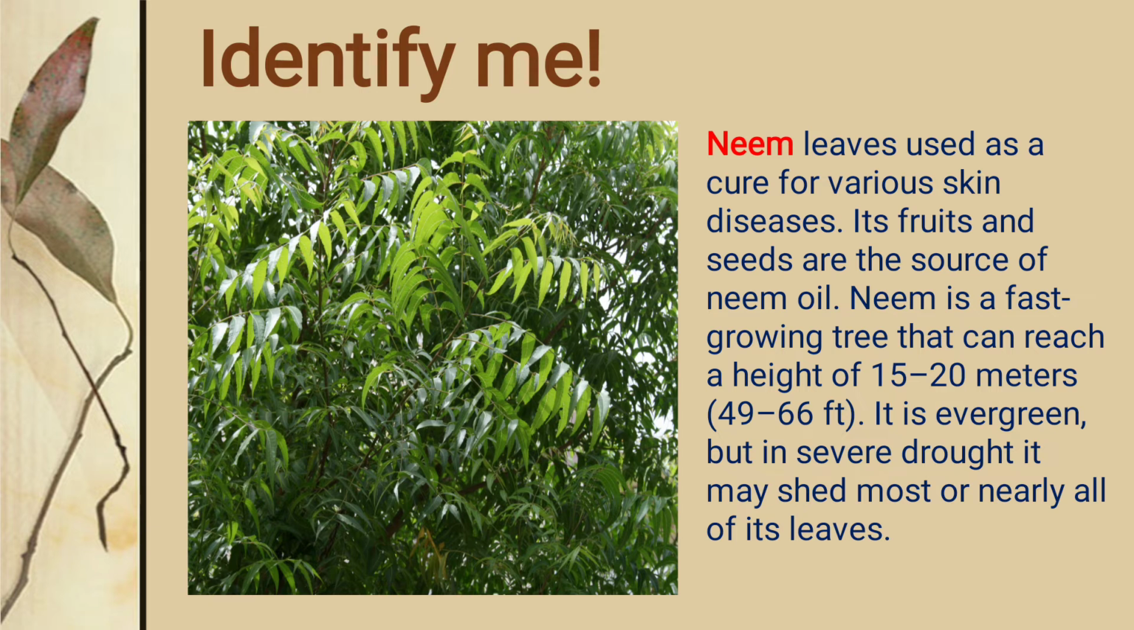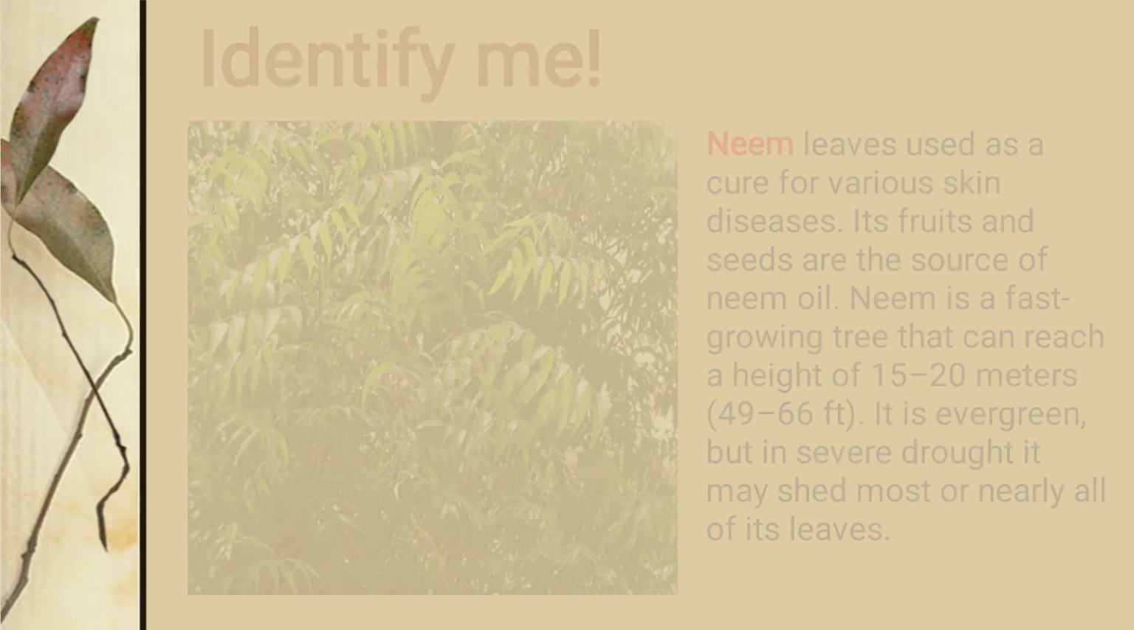We also get the oil, that is neem oil, and it's very useful for us. Neem is a fast growing tree that can reach a height of 15-20 meters tall. They are very tall trees, and it's an evergreen. But whenever drought occurs in any part of the country, in any part of the city, then it may shed nearly all its leaves, and it's also used for making medicines. Is it clear to everyone?